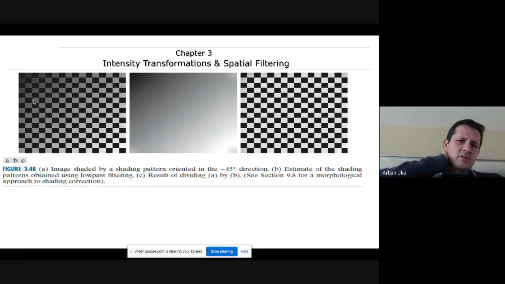Now a problem in image analysis is the non-uniform backgrounds or non-uniform illumination. If we see the first image, we see that one edge is brighter and the other edge is darker. And what we can do is apply a Gaussian filter.